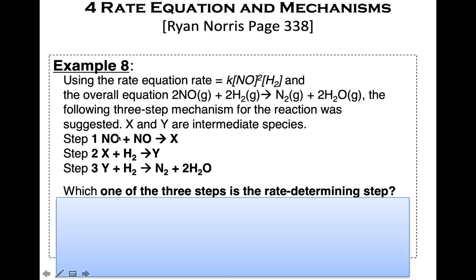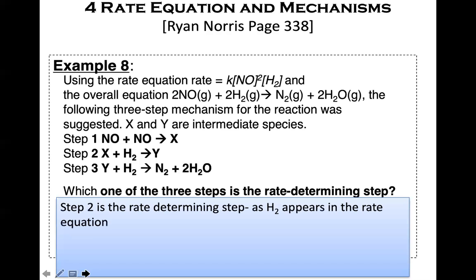Now, why is it not step 1? Whilst nitrogen monoxide appears in the rate equation, step 1 does not show hydrogen. The rate tells us that both the nitrogen monoxide and hydrogen must be in the slow step. Now, why is step 2 the rate determining step? There's only H2 and X. If you look back, what is X? X is a combination of nitrogen monoxide and nitrogen monoxide. The rate equation tells you that 2 nitrogen monoxide are involved in the rate determining step. So if you think about X as being NO plus NO, plus H2, step 2 is your rate determining step. Are you happy with that?